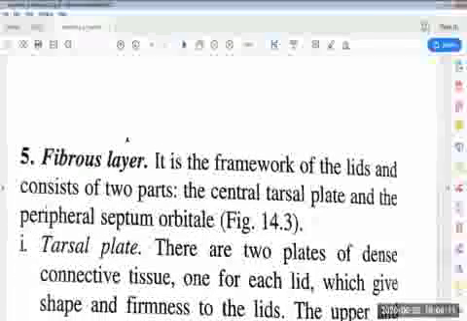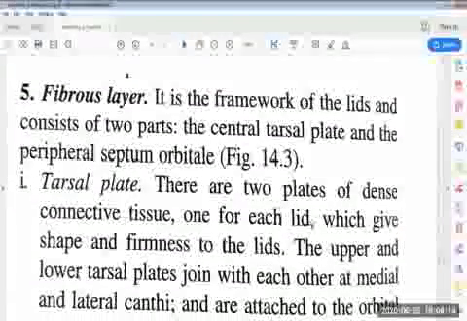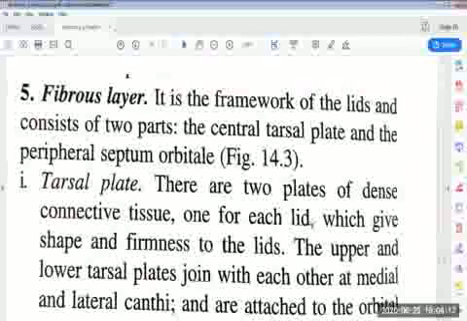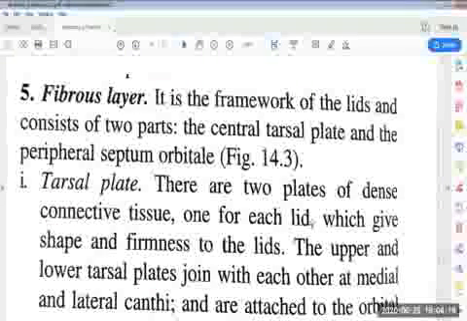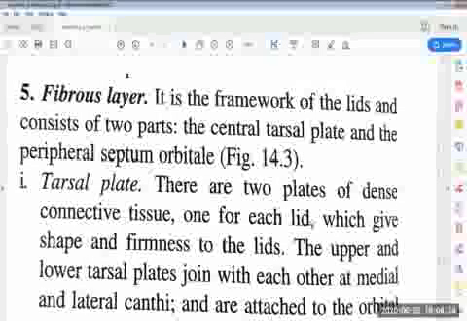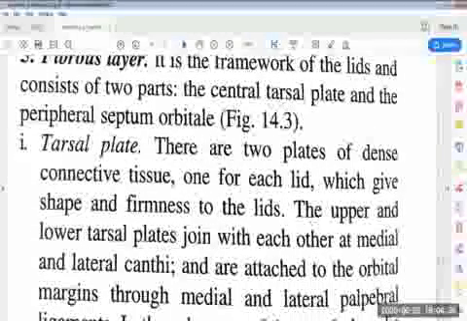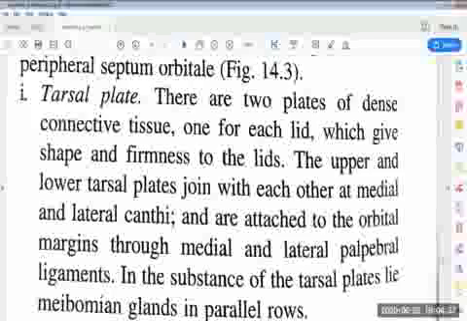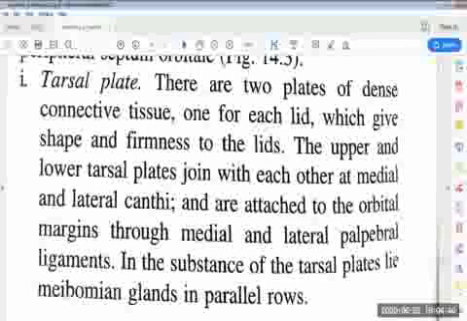Then the next layer in the eyelid is the fibrous layer. It is the framework of the lids and consists of two parts: the central tarsal part and the peripheral septum orbitale. I will show that in the image. The tarsal plates are two plates of dense connective tissue, one for each lid. It means in each lid we have a plate of connective tissue which gives shape and firmness to the lids. This is the function of the tarsal plate.